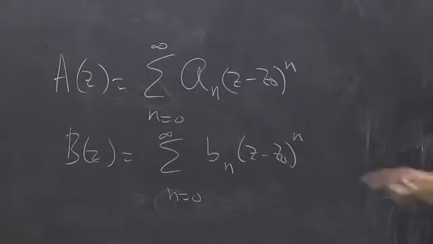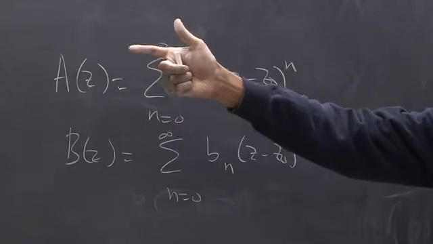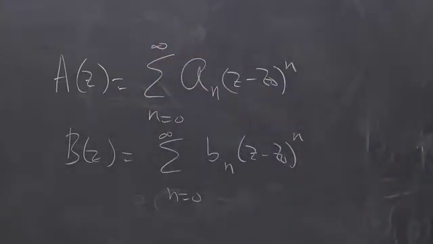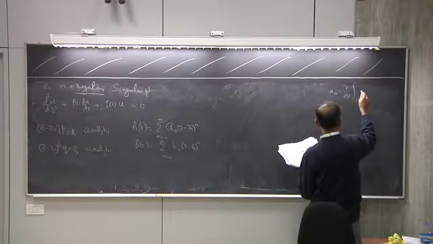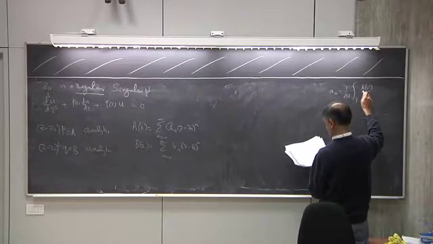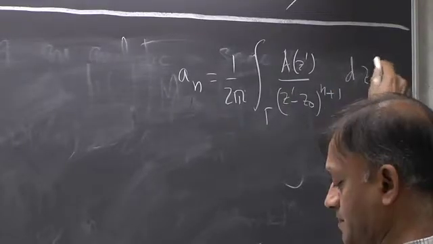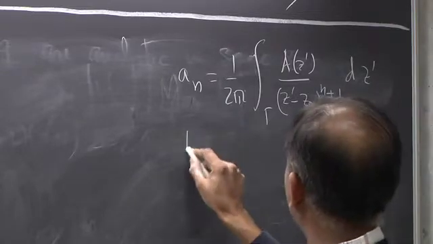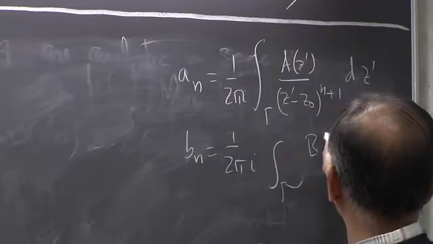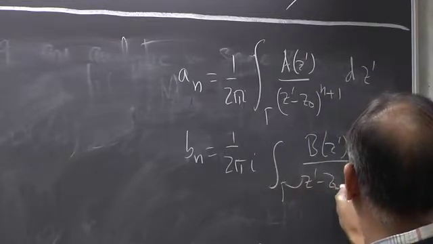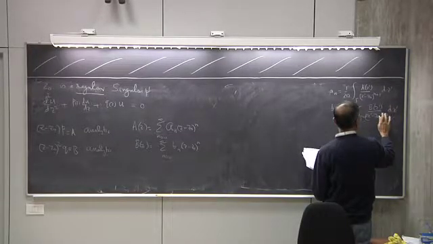From the Taylor expansion, these coefficients are just obtained as contour integrals of A and B with suitable powers of z minus z0, right? So the precise formula was a_n is 1 over 2 pi i, the contour integral over gamma of A(z') over (z' minus z0) to the n plus 1, dz', and b_n was again the same thing, except A replaced by B. This is n plus 1.